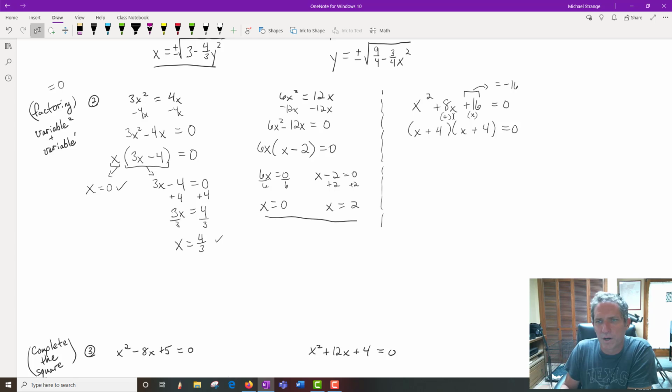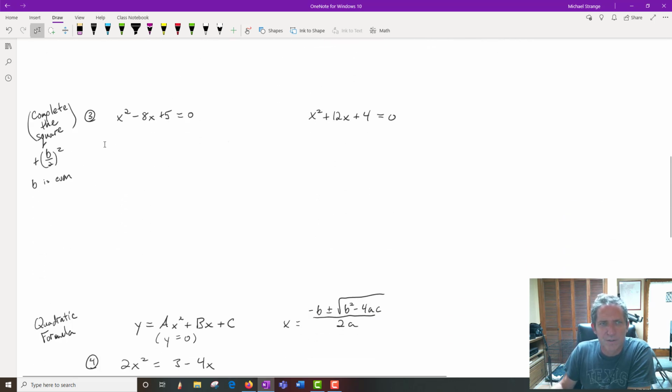And then from this point on, it's the same. So x plus 4 equals 0, and x plus 4 equals 0. You can see that it's the same. This only has one solution. So x equals negative 4. So that's the more complicated, and then it gets a lot more complicated than that, but not in this class. We're not going to be doing this heavy factoring.